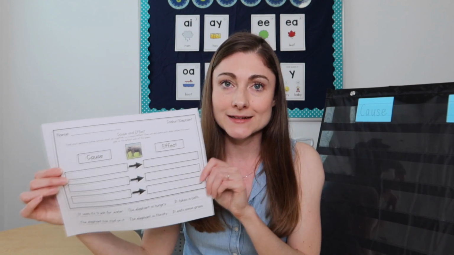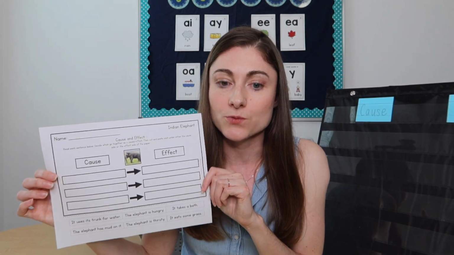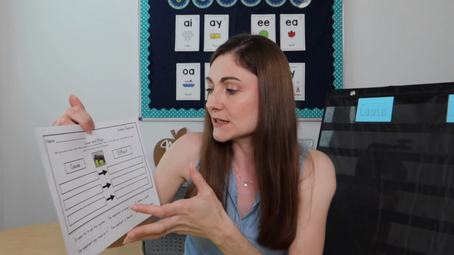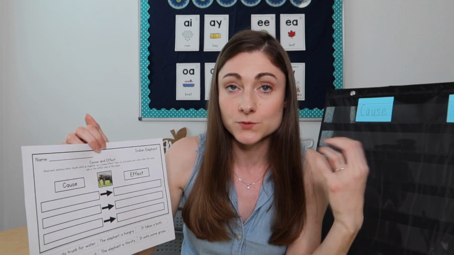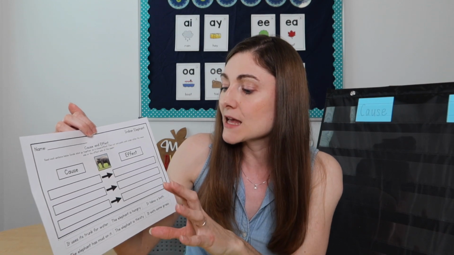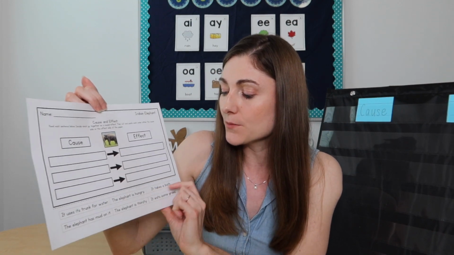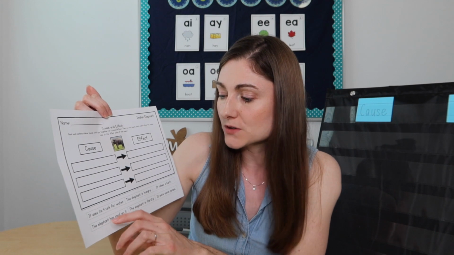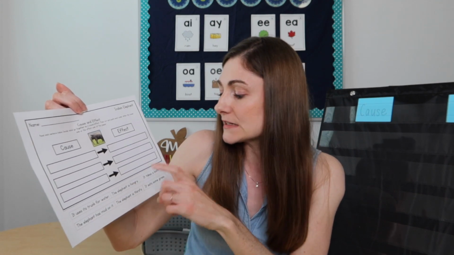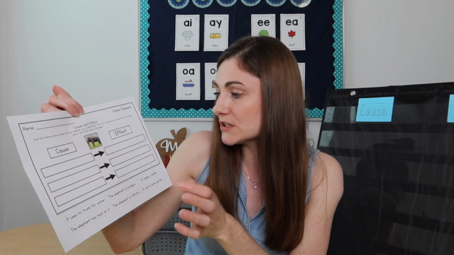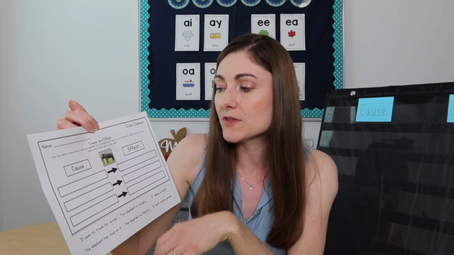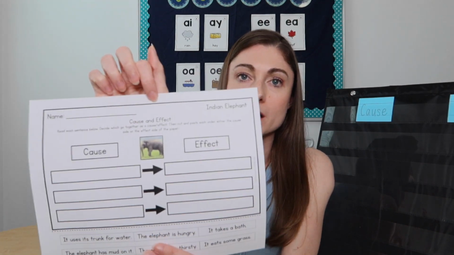So here's an example. This is from my 2nd grade Decodable Safari resource, and it is from a passage about the Indian elephant. So students would read the passage first, or you could always read it to them or with them. And then after that, they cut apart these little strips. And on these strips are causes like the elephant is hungry or the elephant is thirsty. And then there's effects like it takes a bath, it eats some grass. So they have to cut these out and paste cause and effect.